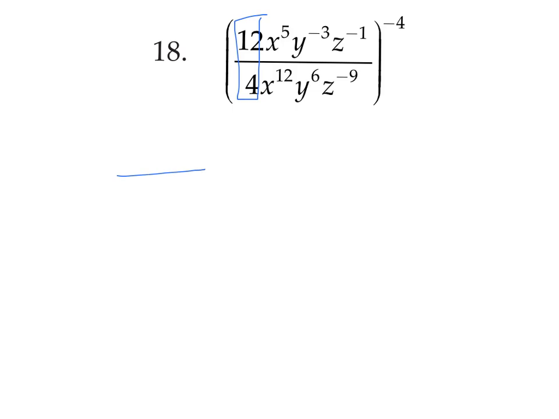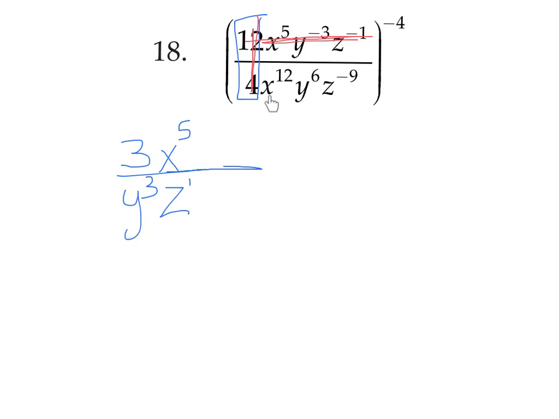12/4 reduces to 3. It's a whole number 3. I'm going to stretch this fraction bar out because I suspect that I'm going to need the numerator and the denominator. The x to the 5th should probably stay there. It has a positive exponent, yes. The y to the -3 should move to the bottom to become y to the positive 3. The z to the -1 moves to the bottom, making it z to the +1.